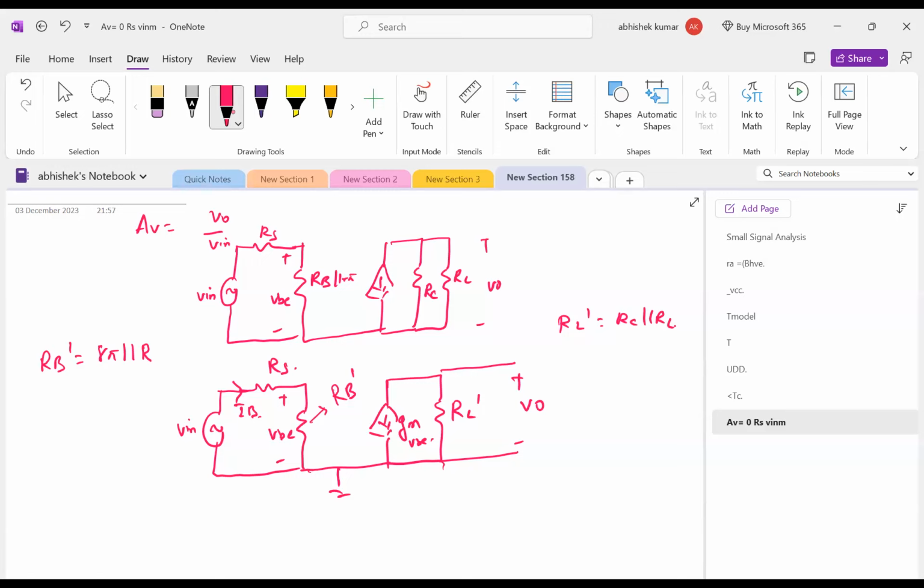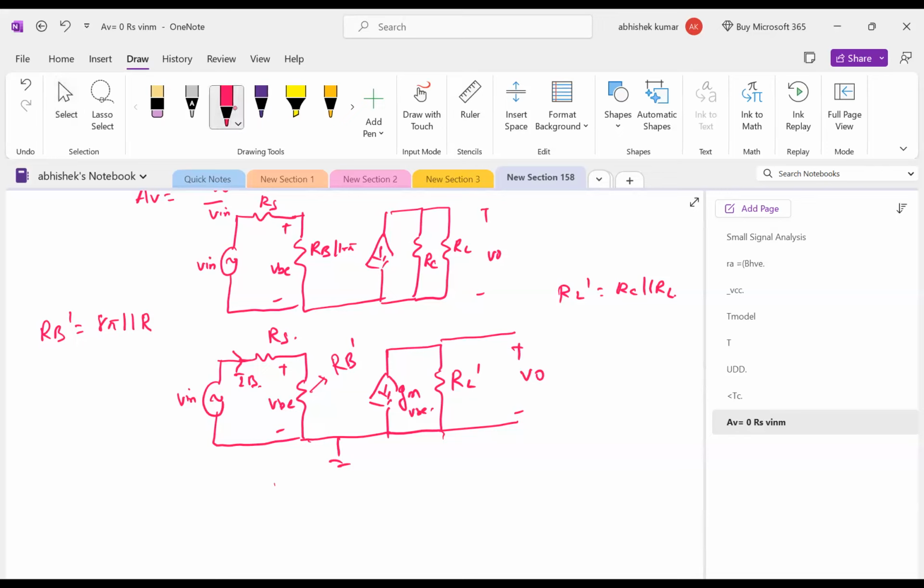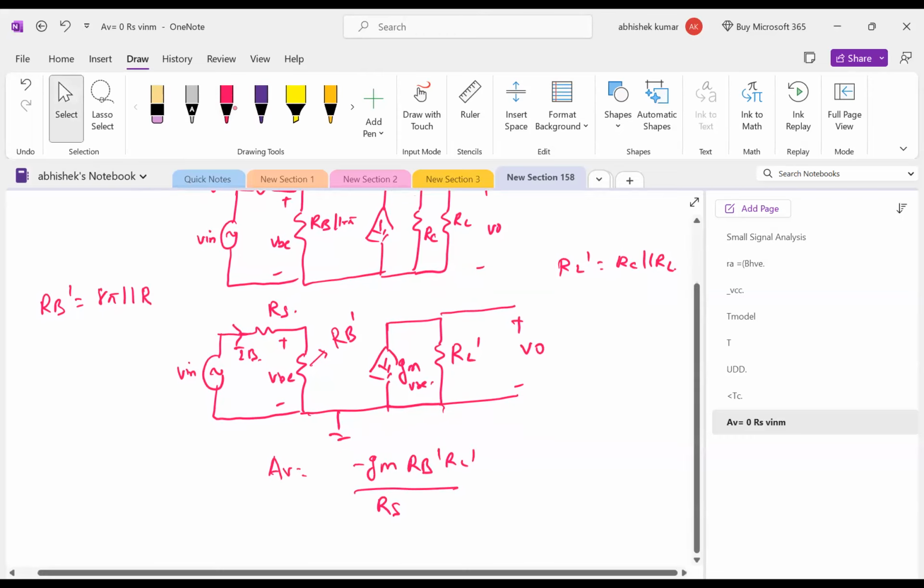Can you tell me? I've got minus gm RB dash into RL dash, divided by, I don't want it in VB, I want it only in terms of resistance. So I'm telling you in terms of resistance only. Okay, RB you told. Minus gm into RB dash into RL dash divided by RS plus RB dash.